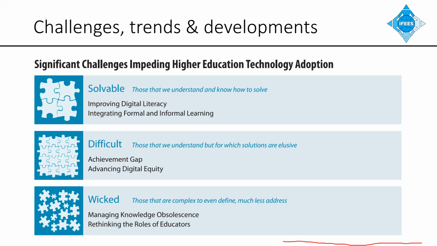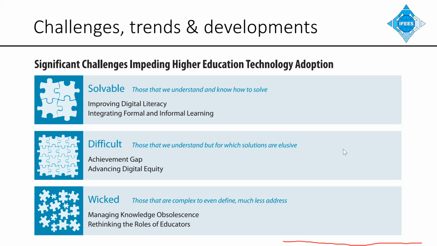Then the difficult challenges, which are described by this report as the achievement gap and advancing digital equity. Both of these are closely related with differences in the composition of our societies, because we have students coming from different economic and social groups, students that don't have the same ability to use new technology and also to access new technology. And finally, in this list, managing knowledge obsolescence and rethinking the roles of educators.